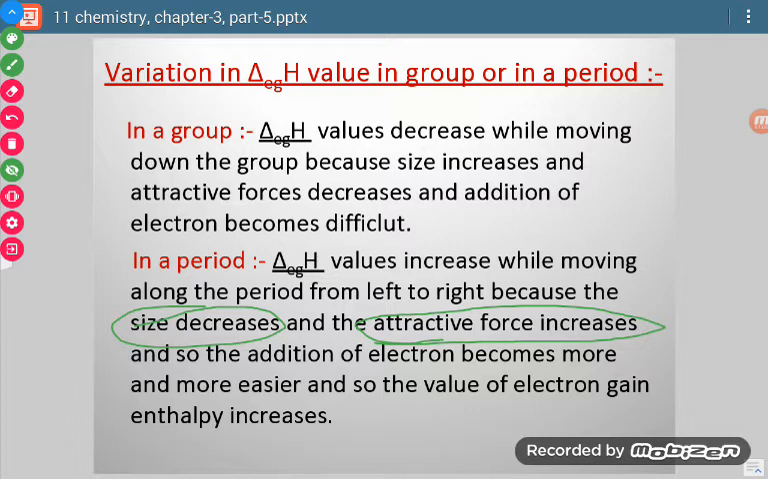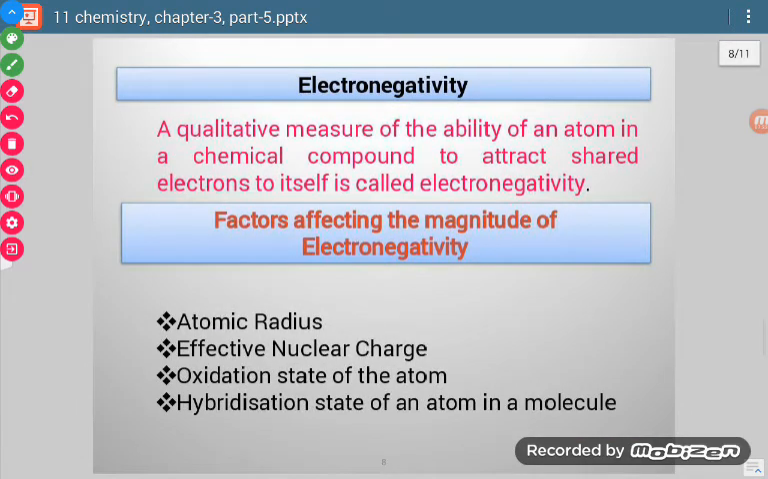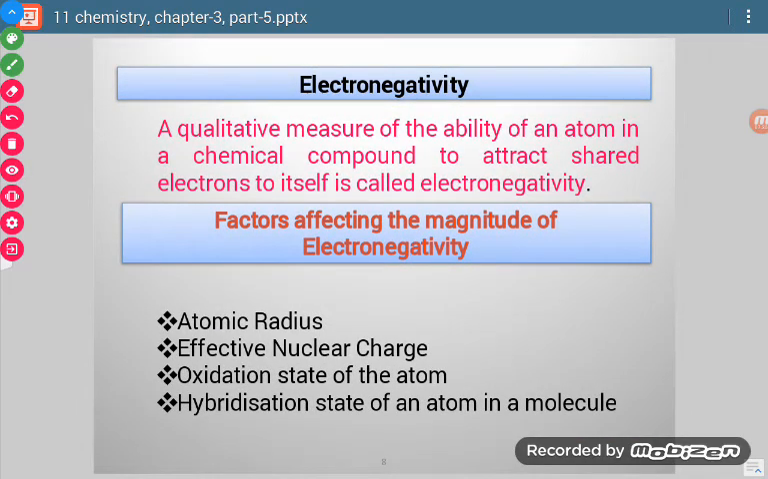the outermost electrons. Okay. Now since attractive force is more, so it means if you want to add an electron, then it will be easier. Okay. Now if addition is easier, then it means delta H Eg value will be more. So this way delta H Eg value varies in the group and period.